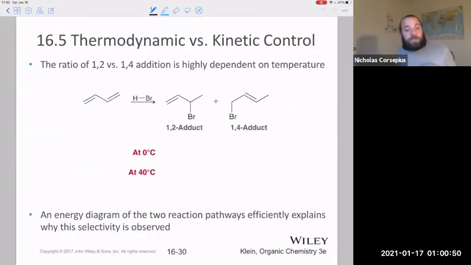Okay, what's really interesting about these two products, the 1,2 and the 1,4 addition, is the ratio of the two of them is dependent on temperature. So if you do this at really cold temperatures, 0 degrees Celsius, so freezing temperatures, you'll find that you have more of your 1,2 addition product and less of the 1,4 addition product. If you do it at high temperatures, it's the reverse, right? So at 40 degrees Celsius, that's like 100 degrees Fahrenheit or something like that, pretty hot, you now get less of the 1,2 than of the 1,4. Okay, so the rest of this lecture is going to be exploring why that is.